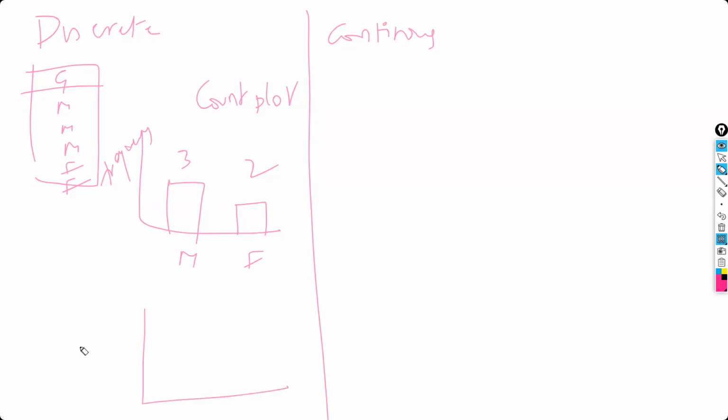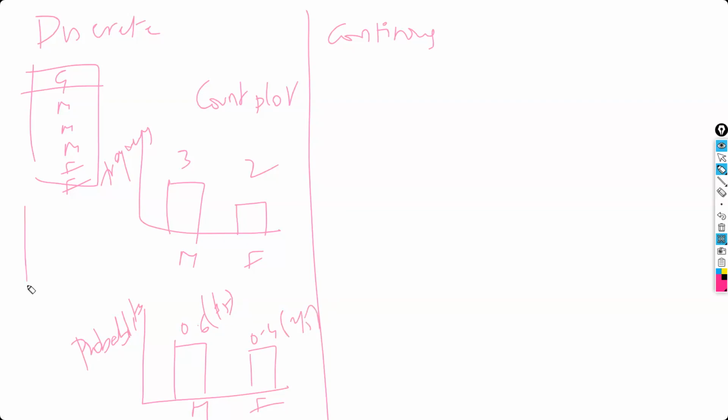Where you are having the frequency on the y-axis and distribution on the x-axis. Similarly, you take probability on the y-axis and distribution on the x-axis, where you have this one as 0.6 and this one as 0.4. The reason behind this is 3/5 and 2/5. This is for a discrete variable.